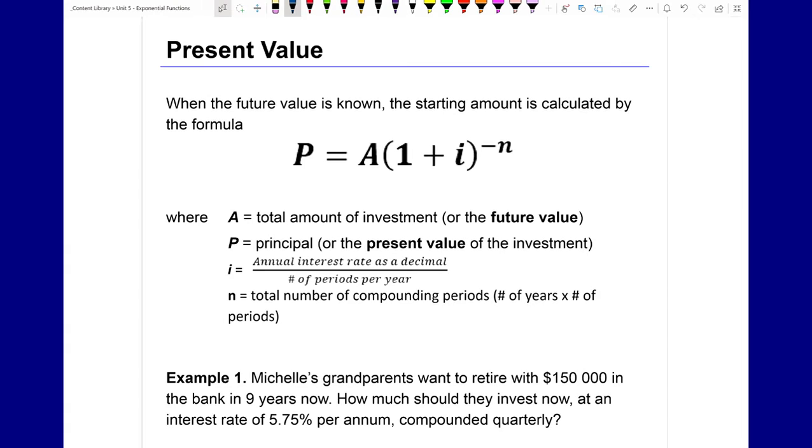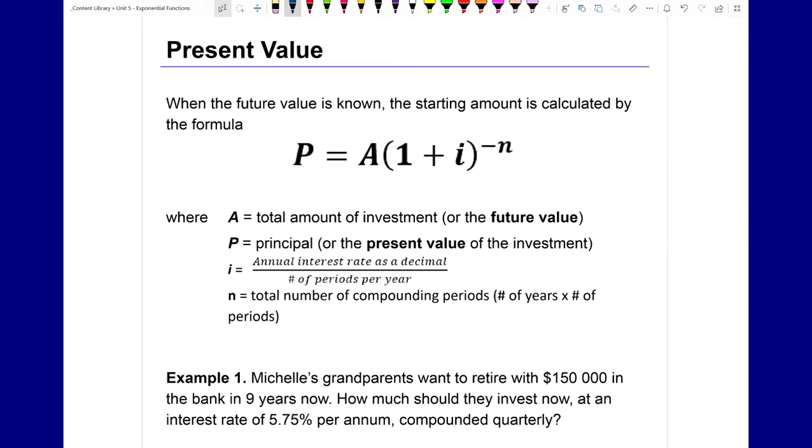We know how much we want to have in the future. We just don't know how much to put down now or how much to start with. So we might be looking for the present value instead of the future value. And there is a specific formula that we can use for that, and it's very similar to our compound interest formula. We just have a few things that are switched around.